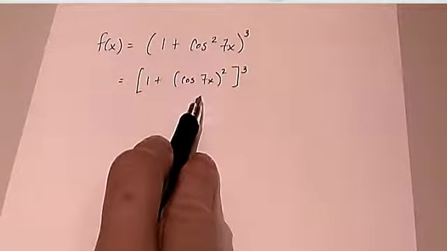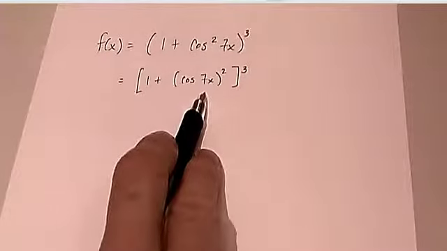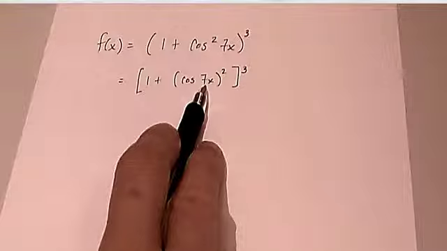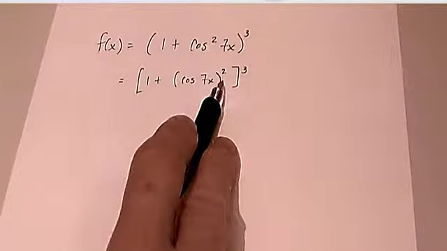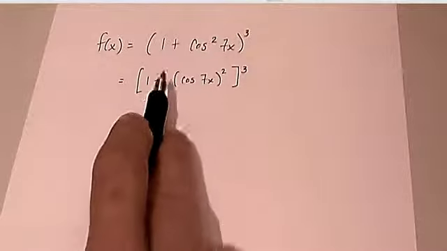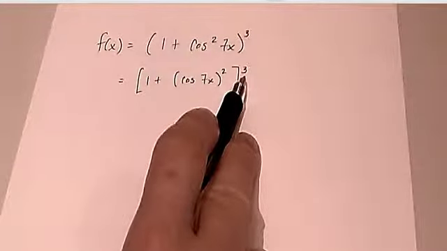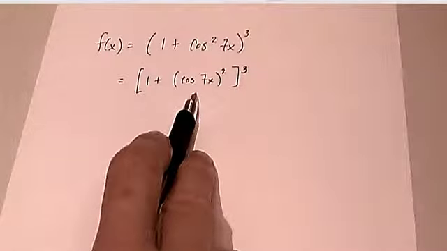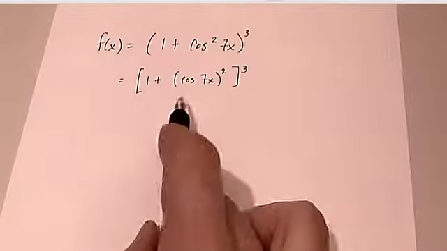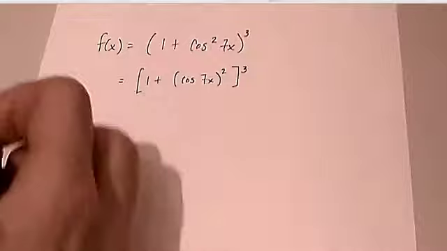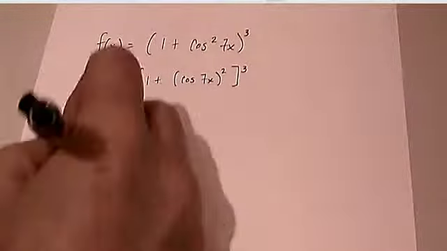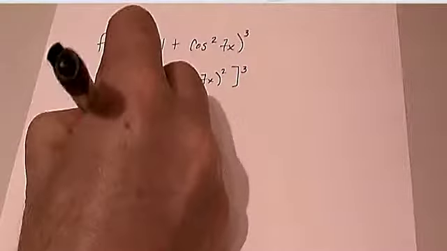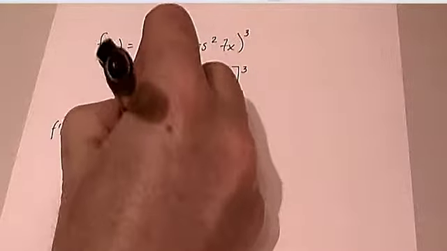So what's happening, what's the most inside thing? If I were to actually plug something in for x, I would multiply it by 7, then I would cosine it, then I would square it, then I would add it to 1, and then I would cube it. Well, of course, that's going from the inside out, okay? The layers of the composite function are from the outside in. So if I were to go ahead and take the derivative of this, I need to deal with the outermost layer first.